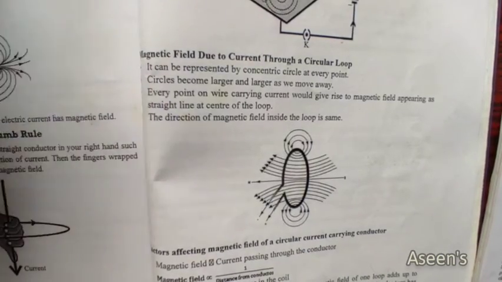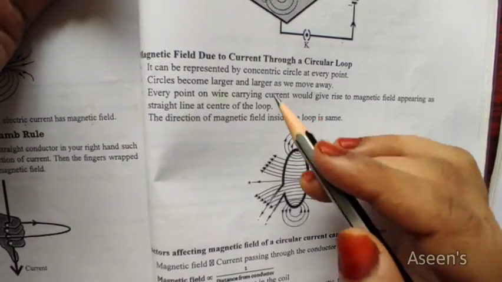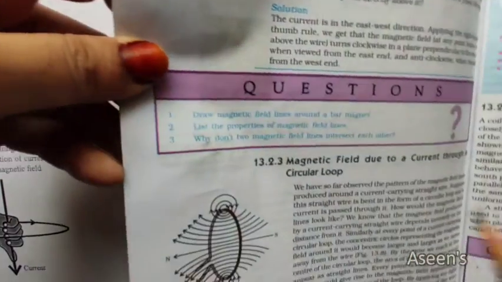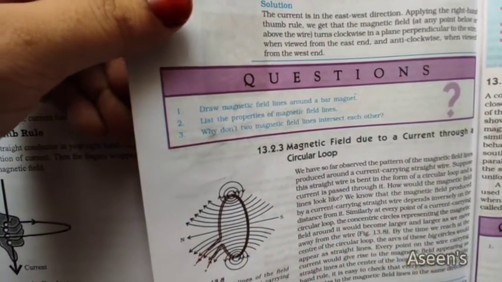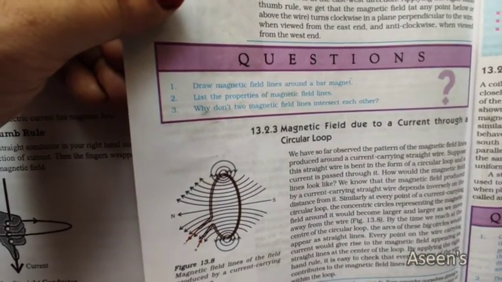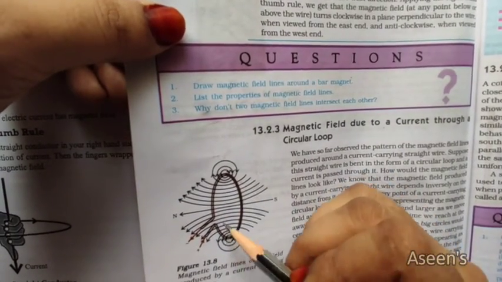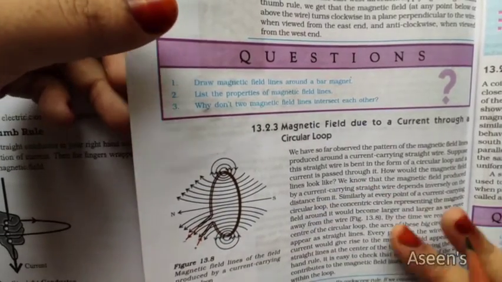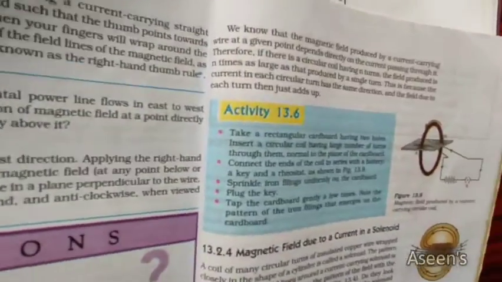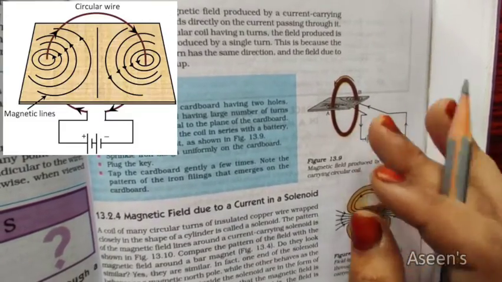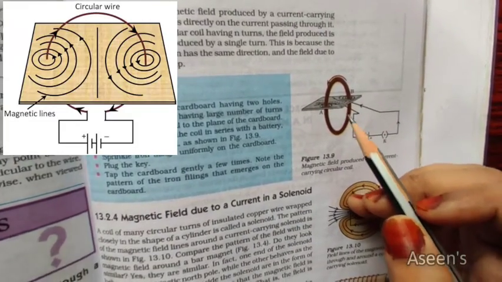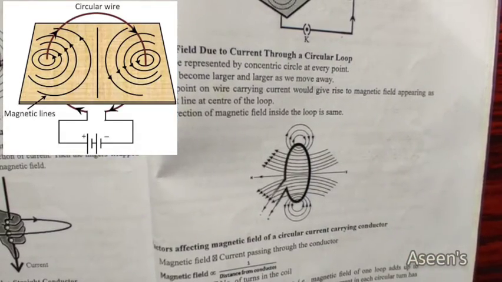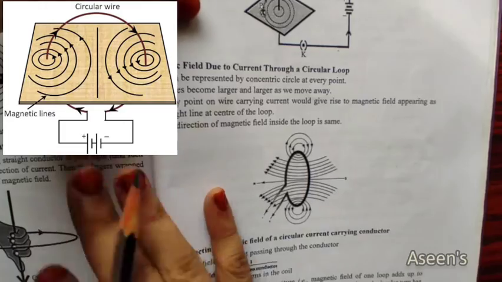Next, we are going to talk about magnetic field due to current through a circular loop. Okay, this is what we are talking about. Suppose your conductor has a circular pattern, a circular loop. How does the magnetic field vary over here? We are going to see that. You can see the diagram on the screen, clearly, whatever picture I'm showing you. So what is actually happening here?